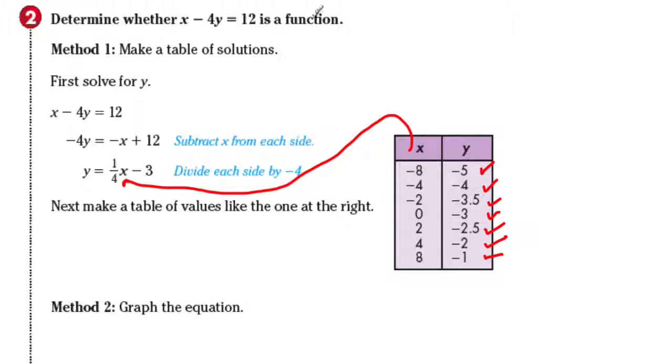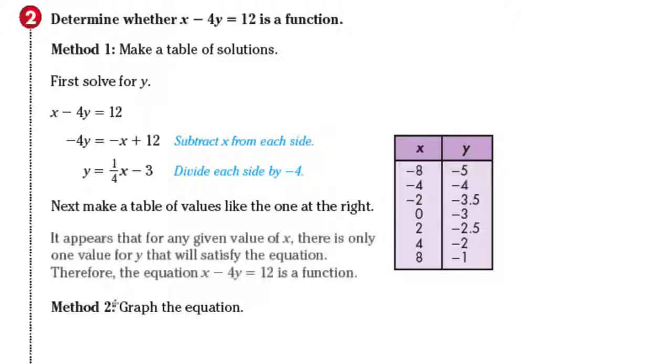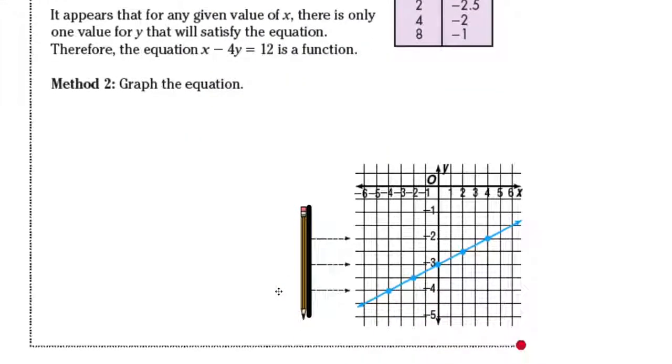Now look at those values, and look very closely if each element of the domain is paired with exactly one element of the range, and we know for a fact that it appears that way. There's only one value for y that will satisfy the equation, therefore x minus 4y equals 12 is considered to be a function.